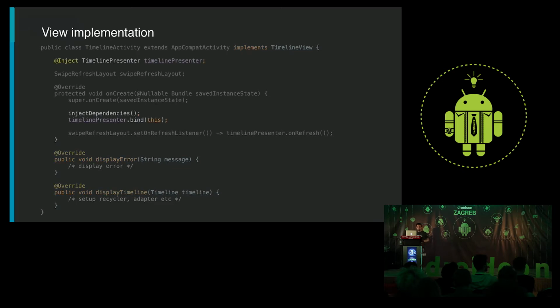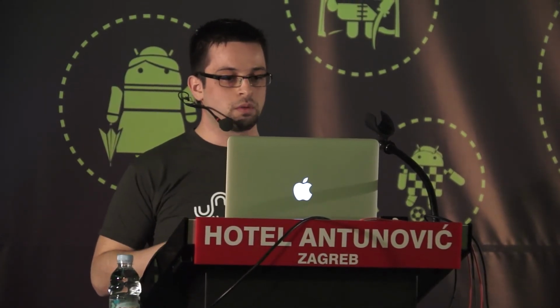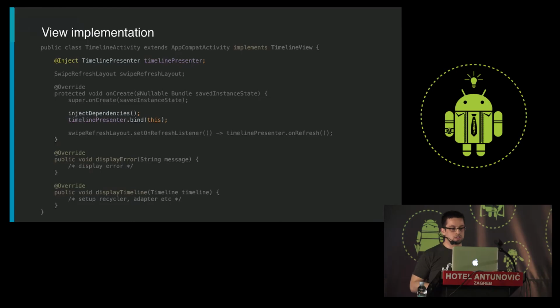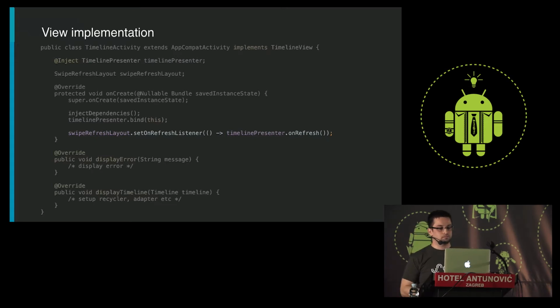The important part here is that the presenter is injected into this view, and we will bind to that presenter by calling bind and passing the instance of the view, which is this in this case. And as said on an earlier slide, the job of the view is to pass the user interaction events to the presenter, which will then know what to do with that event. And this line is doing exactly that. Basically, it passes the onRefresh event to the presenter.